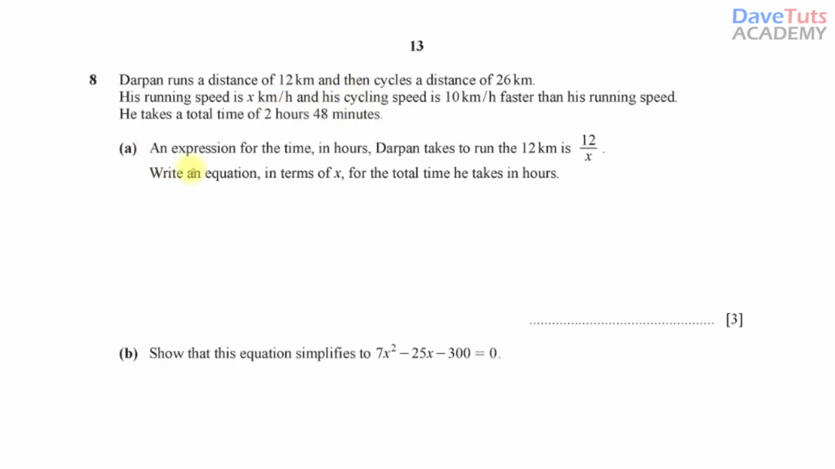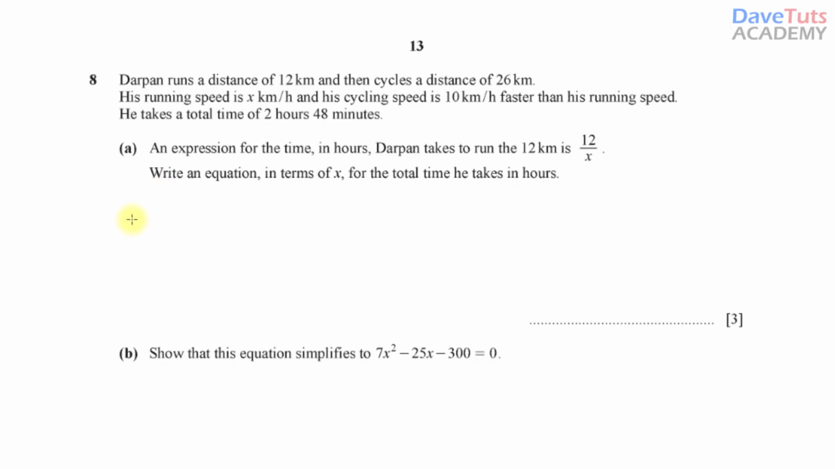Now in the first question, I've been told that an expression for the time in hours that Japan takes to run the 12 kilometers is 12 over x, which is consistent. Okay, so we are to write an equation in terms of x for the total time it takes in hours. Let's note that the time is in hours. So if you want to solve this, I just love to represent all of this in pictures so that I can have a very good feel of what we are talking about.